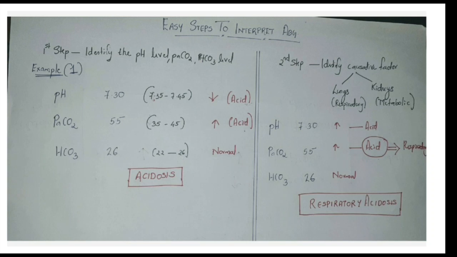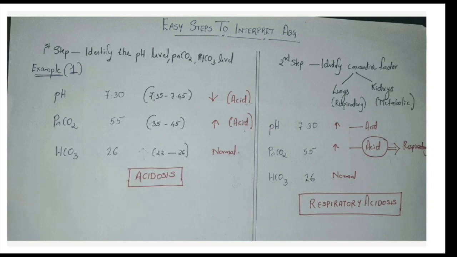pH is less, it is acidic. PCO2 is high, again it is acidic, and HCO3 is normal. So you can see here both pH and PCO2 are acid. So this reading, this ABG reading, gives you a hint that it is a state of acidosis. Since both pH and PCO2 are abnormal, it is an acidosis stage.